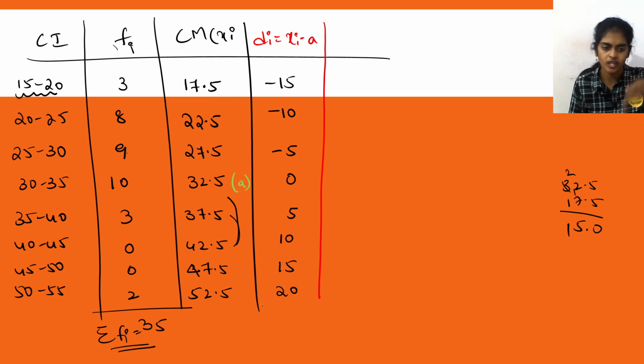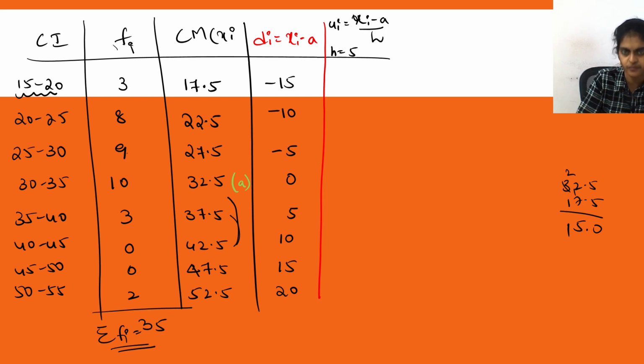Now again you can see all these are in multiples of 5: 15, 10, 5, all are in multiples of 5. So I can take my h value as 5 and I can use the step deviation method, which means I can take ui is equal to di by h, or you can simply write it as xi minus a by h. Xi minus a is nothing but di. So di, minus 15, by h, which is 5. Five is the common factor. We have discussed this method very clearly in exercise 14.1. We have done multiple problems, so I hope you have seen it already and I am not repeating it here.